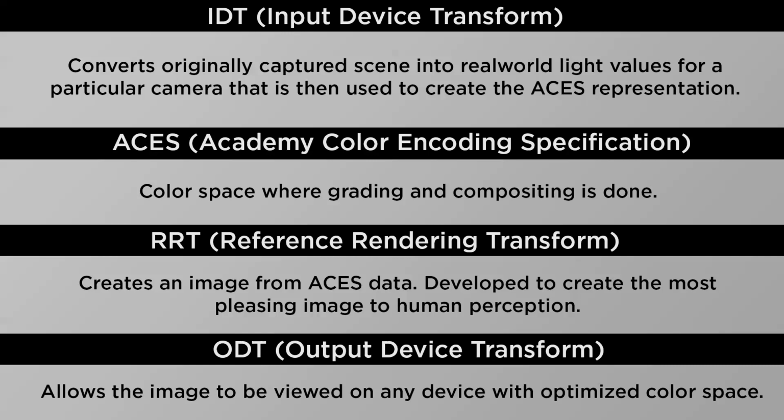The second thing, ACES, Academy Color Encoding Specification, is really just the color space that your original footage has been converted into, and it's where your grading and compositing is going to be done. You can think of this as the standardized color space. So any footage coming from any camera, once it's been converted with an IDT, will match in the ACES color space. That means that you can use different looks across footage, even if they're shot with different cameras, and you can get the same result.